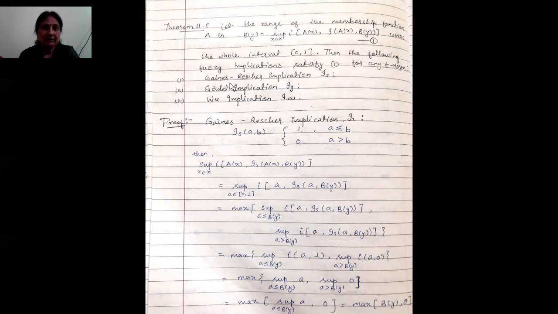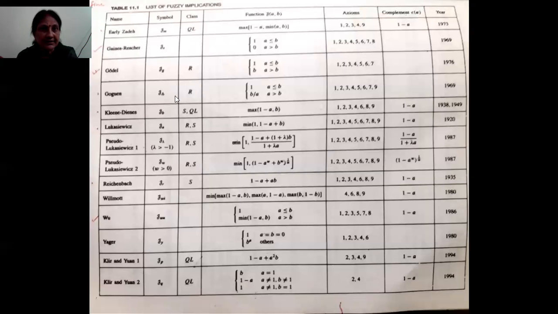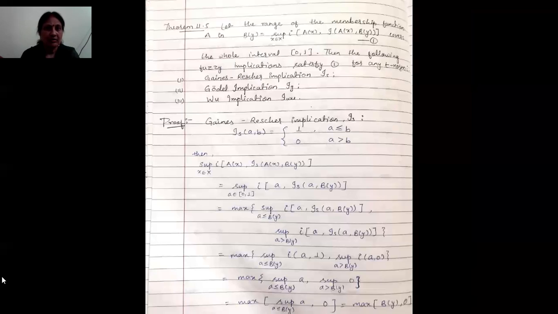So what we have to do is prove that this Kleene-Dienes implication satisfies this equation 1. Gödel implication also satisfies this equation 1, and Wu implication also satisfies equation 1. So what is the implication? This is I(A,B) is equal to 1 if A is less than or equal to B, and 0 if A is greater than B. Here it is written. So then what we are going to do is that we have to prove this expression, equation 1.